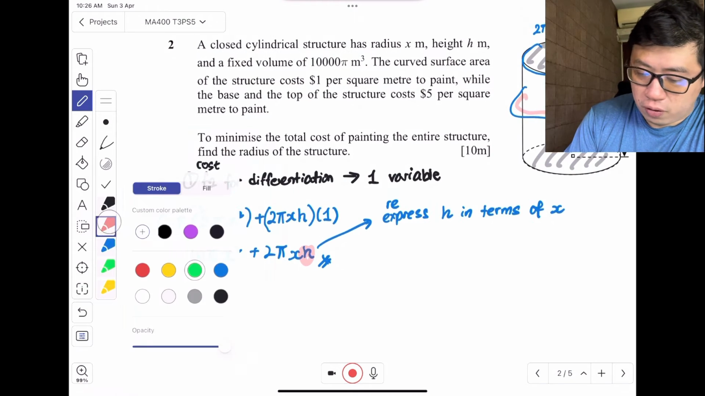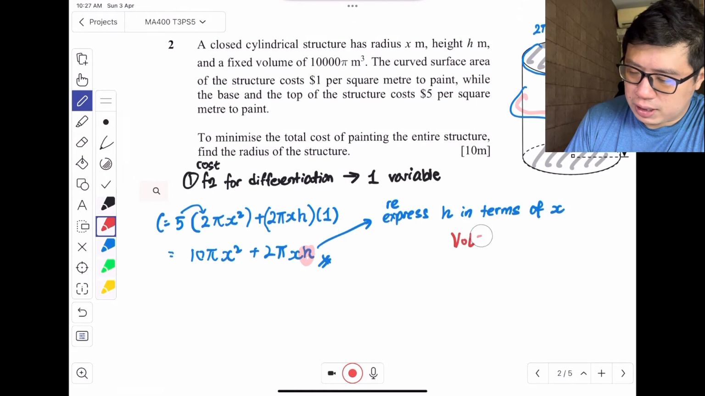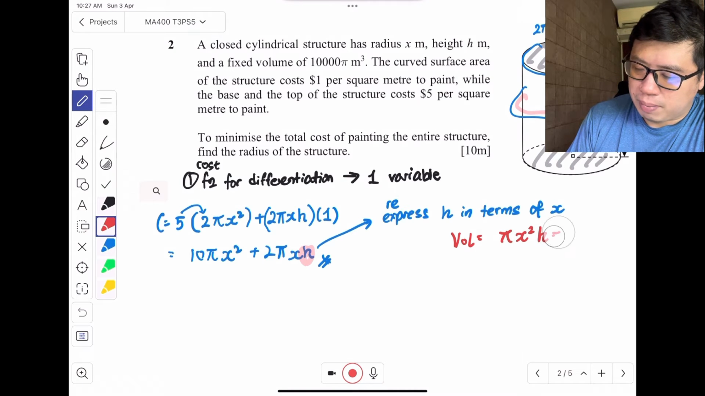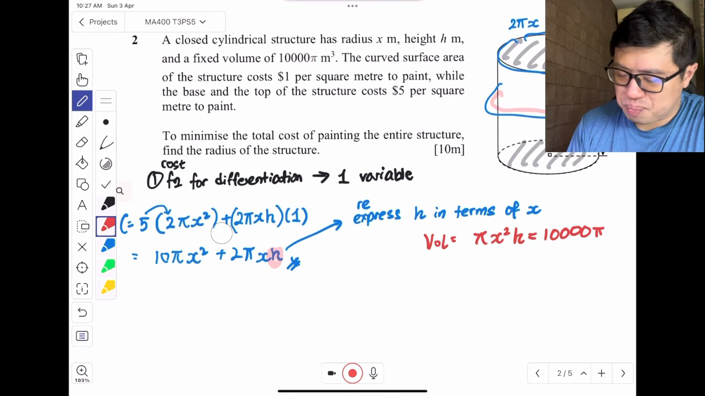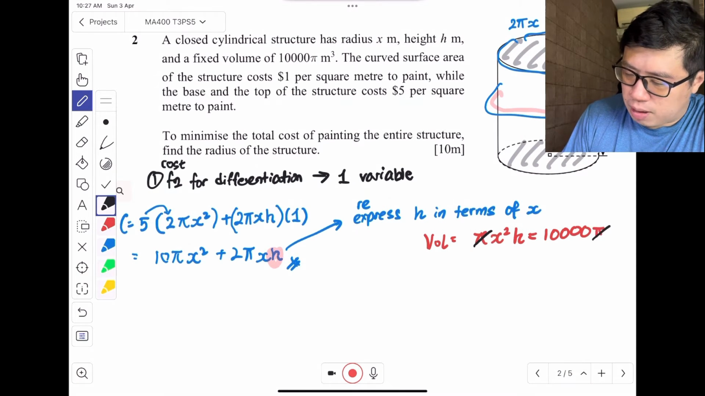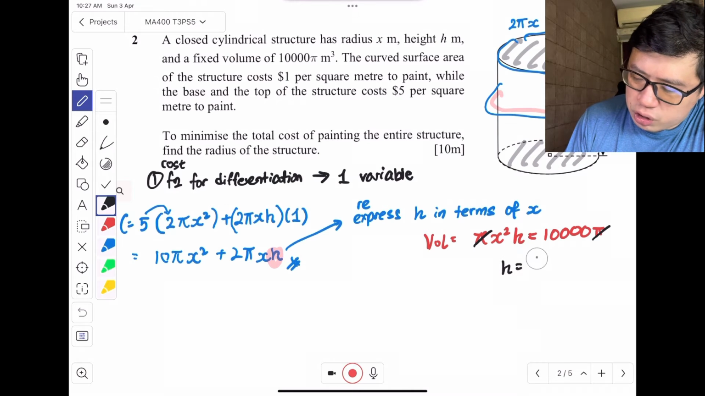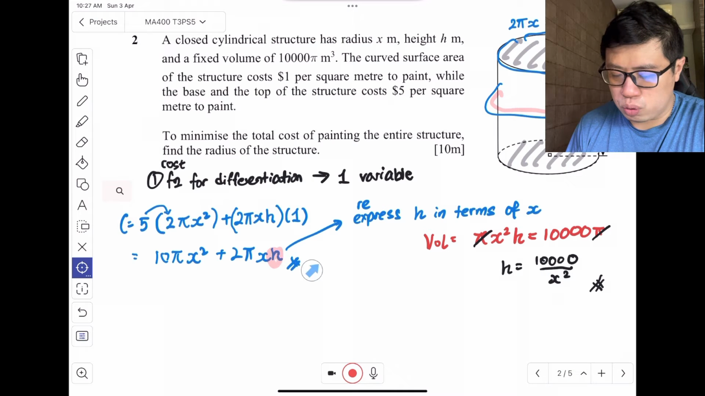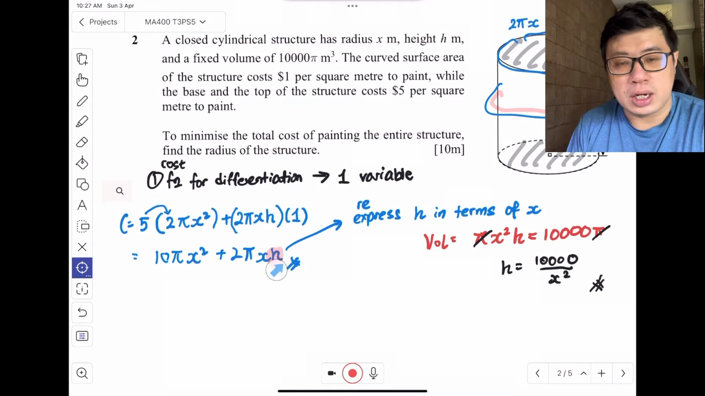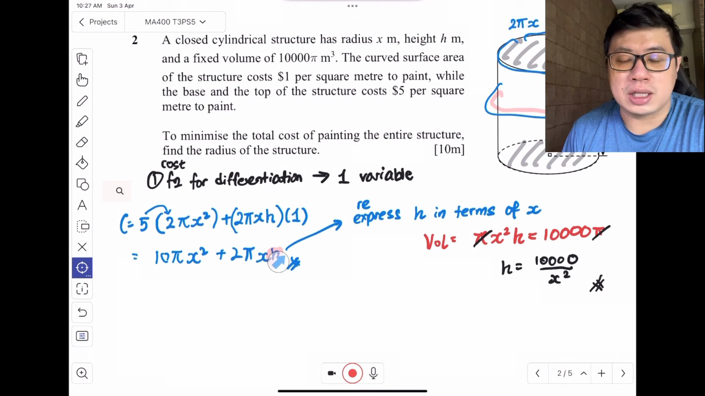The volume for a cylinder is pi x squared multiplied by height, which is 10,000 pi. If we cancel out pi on both sides, we have h equals 10,000 over x squared. This equation expressing h in terms of x allows us to substitute it into the cost, because we have to have the cost in terms of one variable.